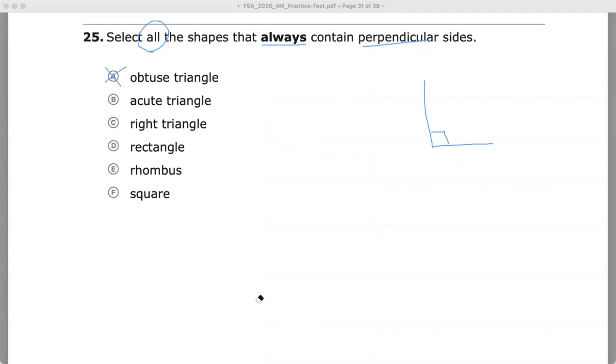Okay, an acute triangle. That is a triangle that has an angle less than 90 degrees, like really narrow. It's possible an acute triangle could have an angle that's 90 degrees, but not always. Always is the key word. So this would not always be true.